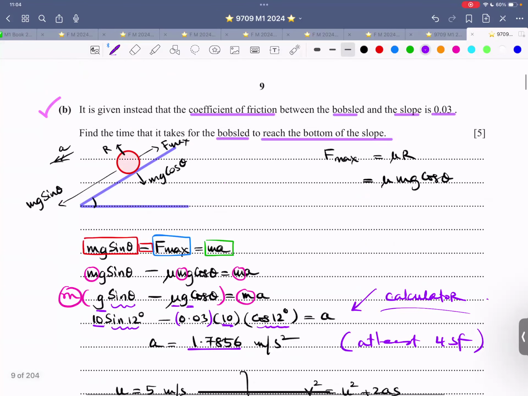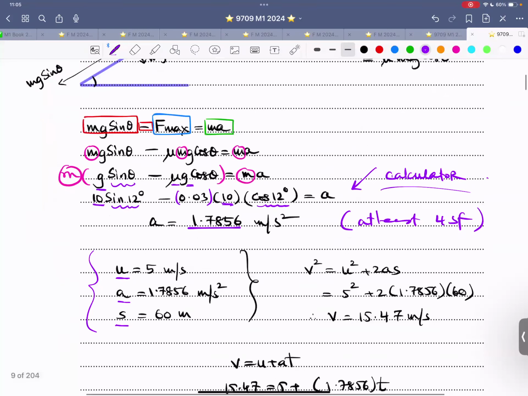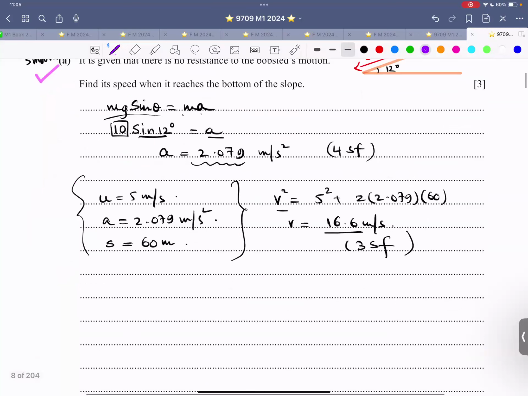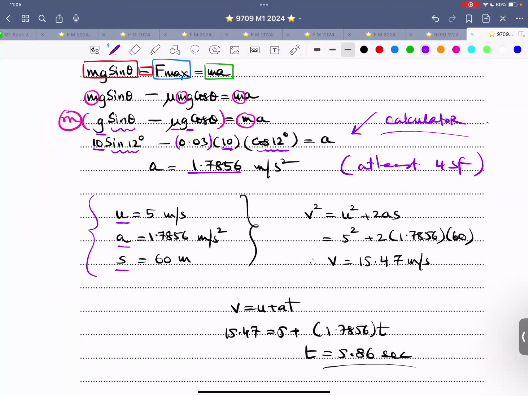Now they are asking this time, find the time. So I have, again, kinematics: initial velocity 5, acceleration is this thing, S is this thing. Now compare it with the previous one. When it was a smooth slope, acceleration was 2.079. When it's a rough slope, the acceleration is lesser, which is natural.